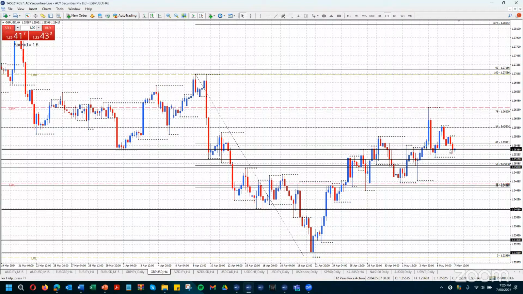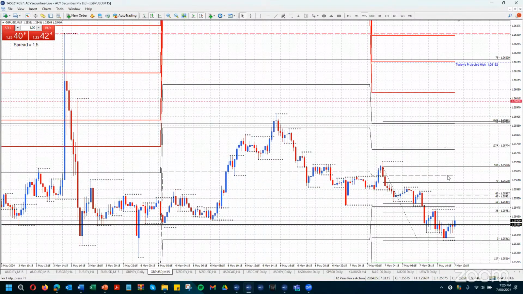There's a bit of a minor bottom there. So I would watch this little range here. Whatever range forms here, draw the fib across it. And look to sell a rally within that range.